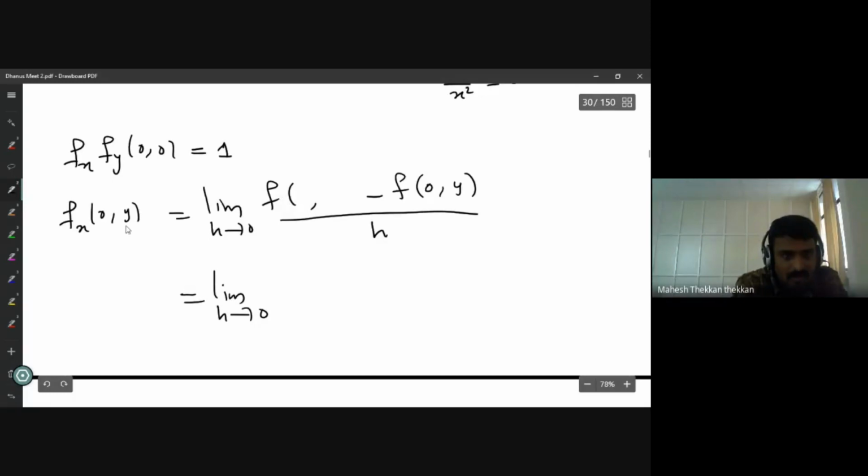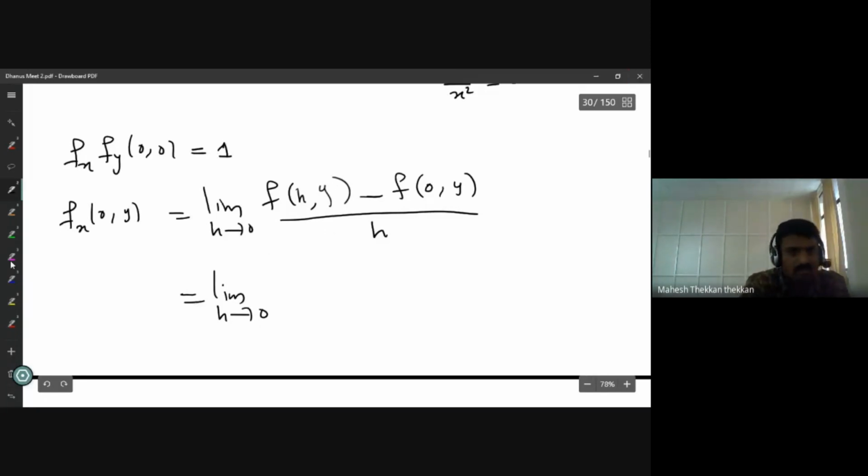You wanted to look at the partial derivative with respect to x, right? So 0 plus h will come here, h comma y only. We are looking at the partial derivative with respect to x. So limit h tends to 0 of f of 0 plus h comma y, that is f of h comma y minus f of 0 comma y, divided by h. What is the problem there?